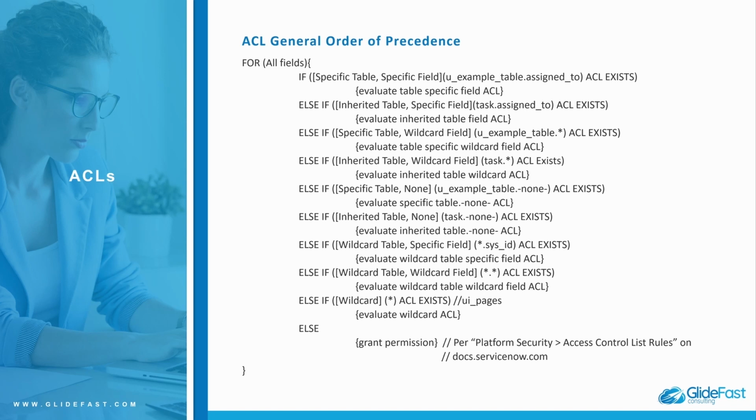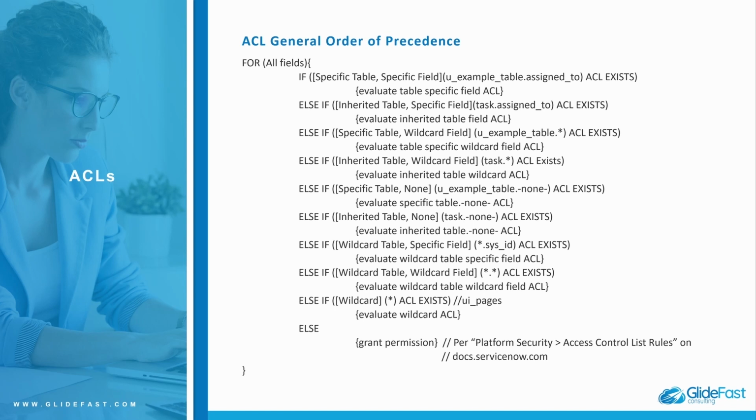If that does not exist, then it will look for the specific table.wildcard ACL. If that is found, it will evaluate the specific table.wildcard ACL. If it does not find that, it will then look for an inherited table.wildcard ACL. If that is found, it will evaluate that. If it does not find that, it will look for a specific table.none ACL, so no field specified. Wildcard is technically a field because it says all fields. So basically the system is moving from most specific to most generic as the order of precedence for ACL evaluation.